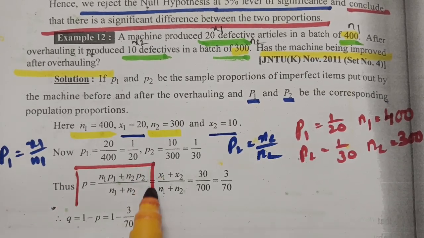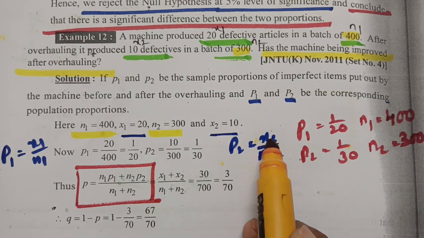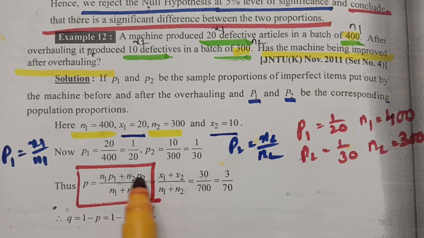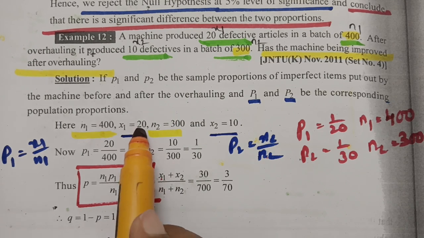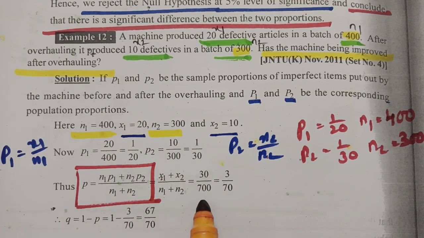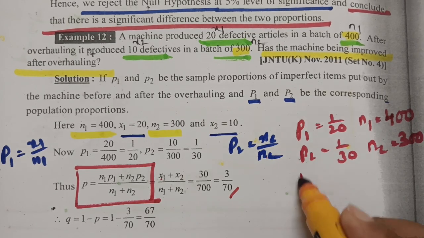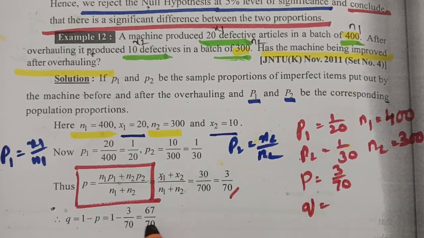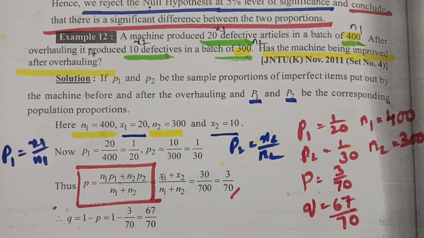So this is the formula: n1 p1 plus n2 p2 by n1 plus n2. Instead of n1 p1 I am writing x1, and instead of n2 p2 I am writing x2. So x1 plus x2 by n1 plus n2. That is 20 plus 10, which is 30, by n1 plus n2, that is 400 plus 300, 700. The value here is 3 by 70. So small p is 3 by 70, and small q is 1 minus 3 by 70, that is 67 by 70. So all the values are ready here.